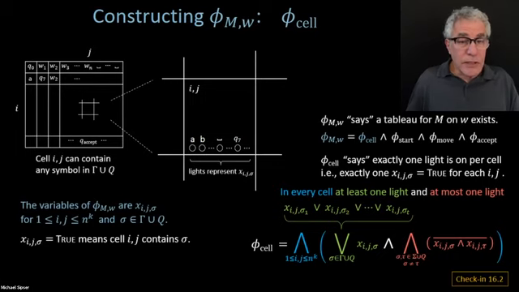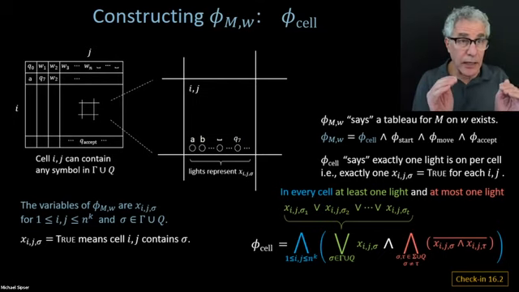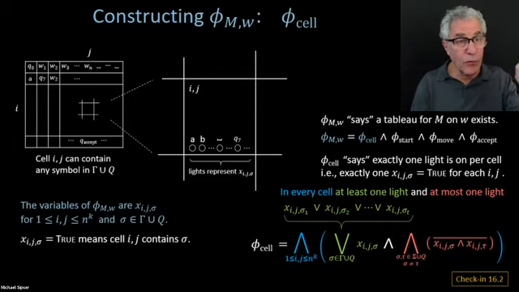Yes. So the question is, phi sub cell is just trying to make sure that the encoding represents setting a bunch of symbols into the tableau. So each cell is going to have one symbol exactly, not two, not zero. So if you set the variables to satisfy phi sub cell, then there's going to be one symbol in each of those cells.